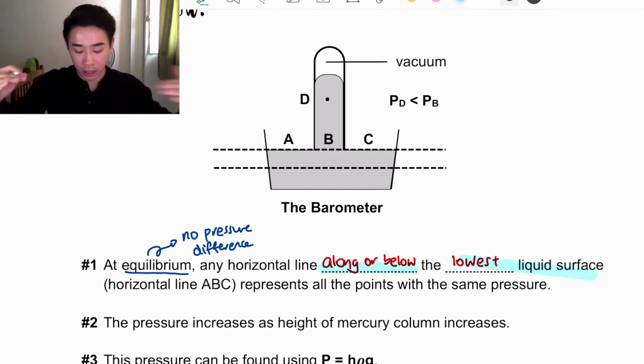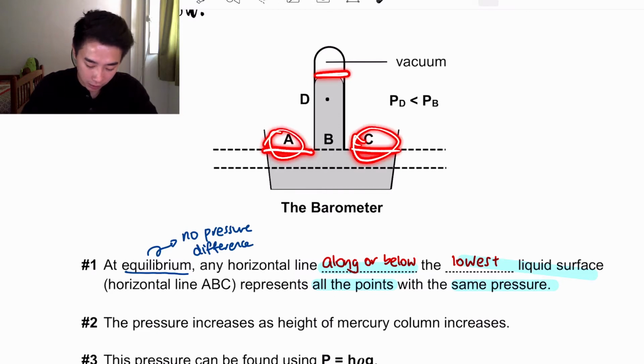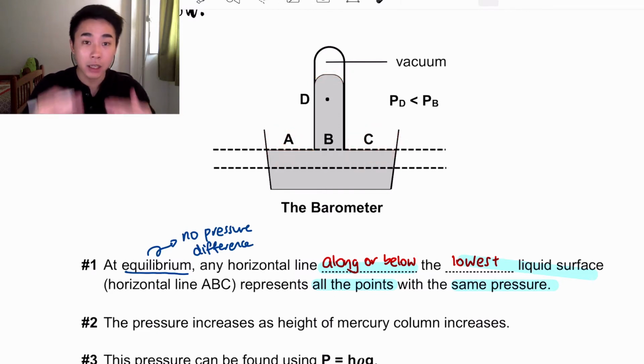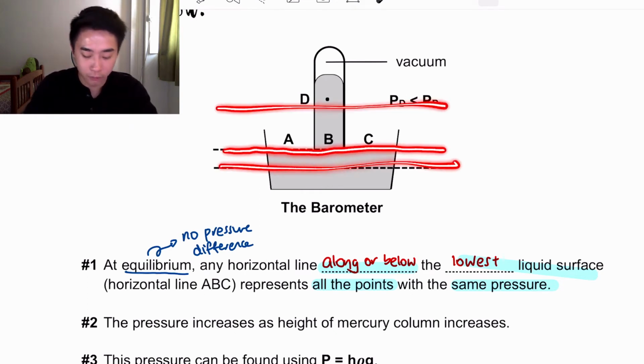Now this horizontal line that you draw will represent all the points with the same pressure. So an example is this. First you must locate the lowest liquid surface. So here you have 1 liquid surface and 2 liquid surface. Which one is lower? Of course it will be this and this, right? So this rule only applies for horizontal lines that are along the lower surface or below. If you draw above, this rule will not work. Take note, it must be lower or along the lower surface.